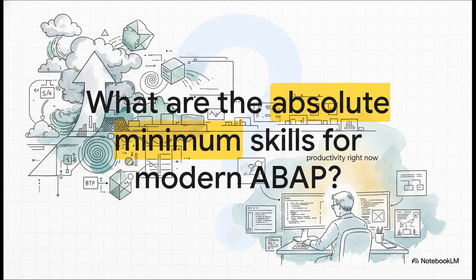This is the big one, right? This is the question that I think every experienced developer is asking themselves when they look at S/4HANA Cloud and BTP. You're thinking, okay, let's cut to the chase. What's the absolute bare minimum I need to know to actually be productive, like right now?